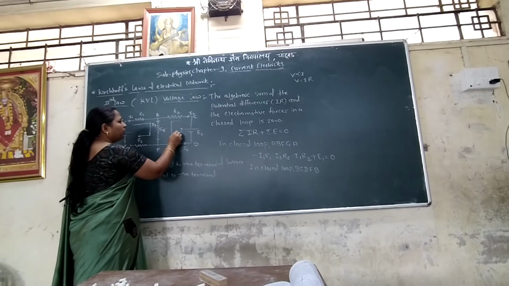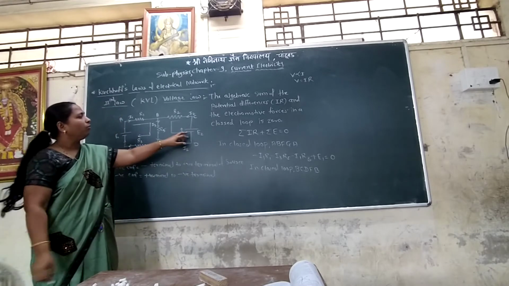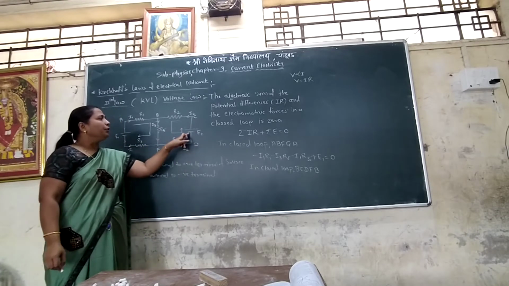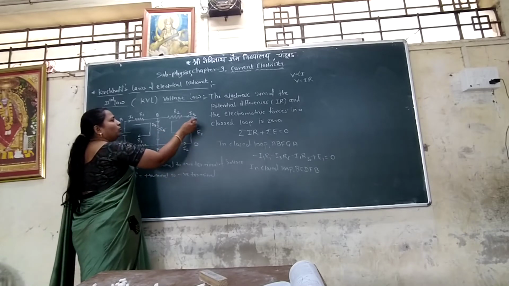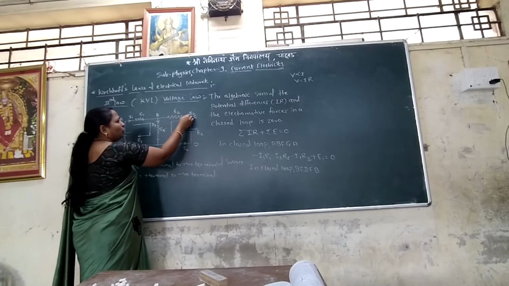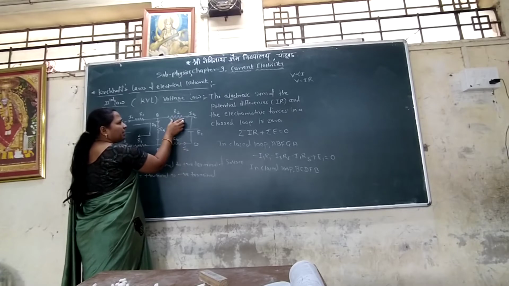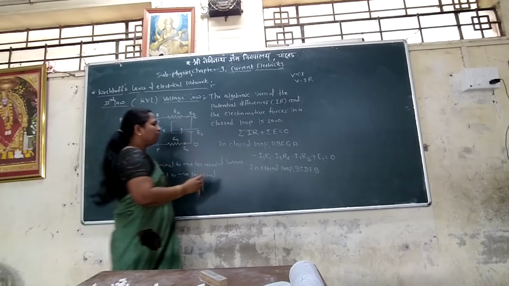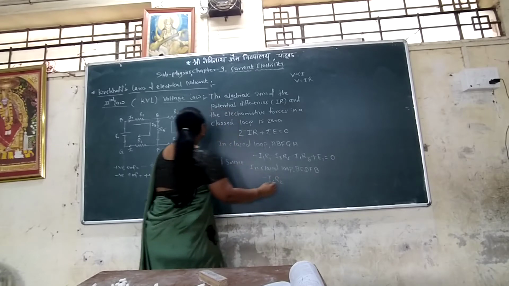Positive to negative. Current always flows from the positive terminal of the battery to the negative terminal. Therefore, in that direction, where I2 flows through R2, the potential difference is taken as negative, meaning minus I2 R2.